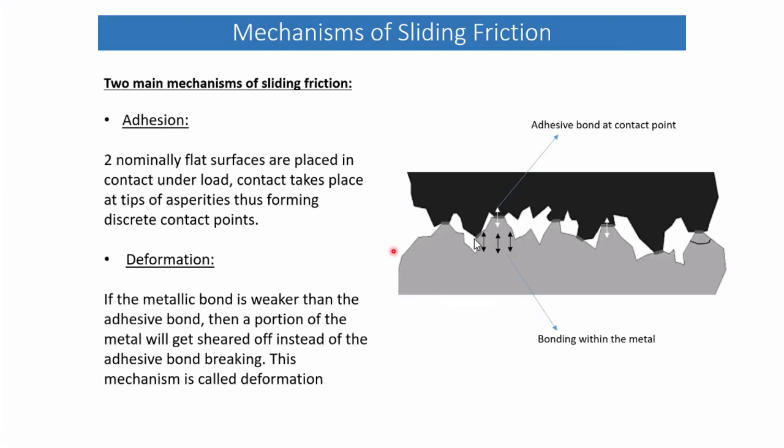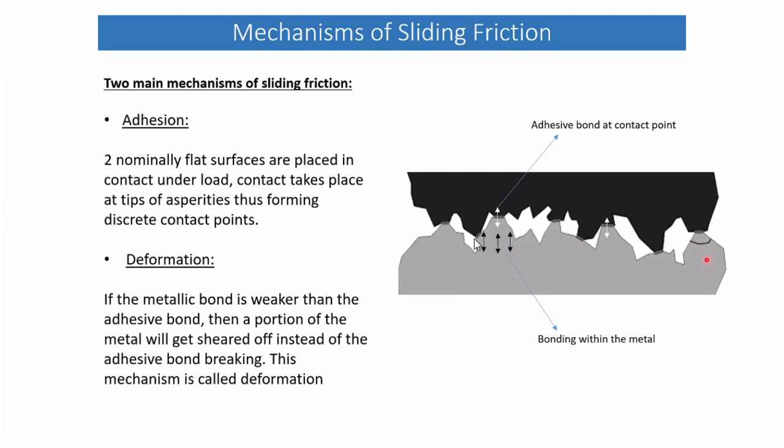Now, there are two major mechanisms of sliding friction: adhesion and deformation. To understand this, look at this figure. This is the contact surface of two materials where you have surface roughness and asperities. So the point at which the asperities contact the asperities of another surface is called a contact point. And there's an adhesion bond that forms there, but there is also bonding within the metal. Now, during sliding motion, if this adhesive bond is weaker than the bonding within the metal, then the rupture will basically happen along this contact point, and this will be called the adhesion mechanism of sliding.